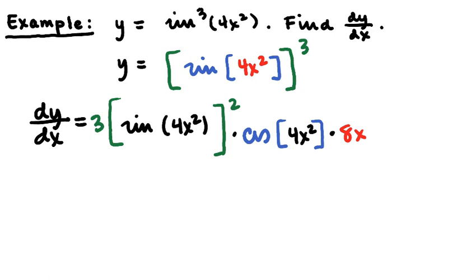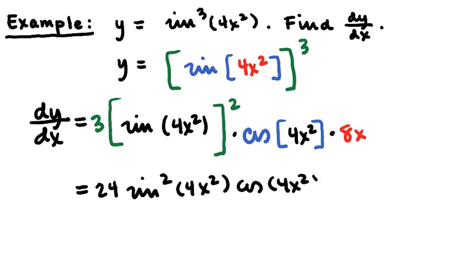Now, if this were in a multiple choice setting, this is probably not what the answer choices would look like. Probably what you're looking at is combining the constants, so that's the 3 and the 8, making 24, and writing sine of 4x squared, then squared, as sine squared 4x squared. I feel like that's how it would most likely look in a multiple choice setting. Yes, 24x. They would probably move that x out front.